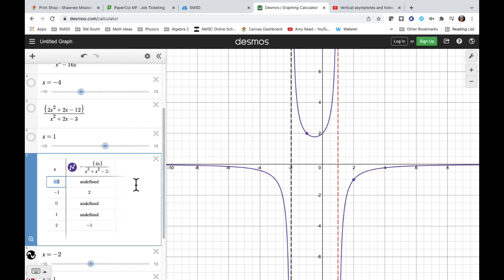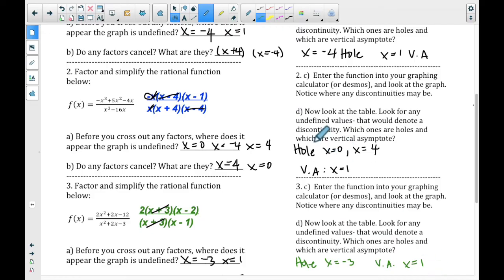So back to our paper again, just to wrap up. Okay, so on number 2, we had a hole at 0 and 4 because those are the ones that canceled out. And we had a vertical asymptote at, I wrote 1, that should be a -4. x equals -4 because that's the one that's remaining. That's the only one that's left there. That is still a vertical asymptote.